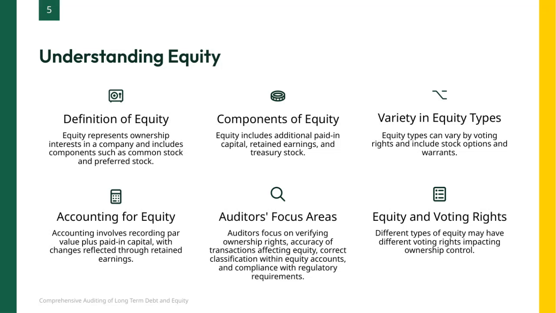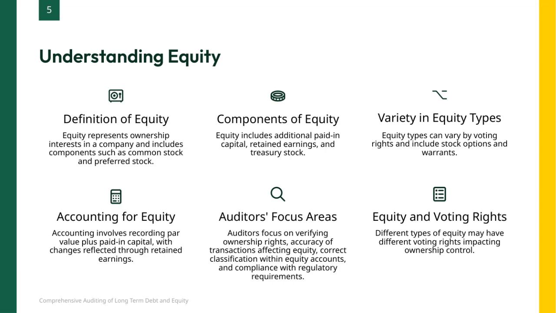Equity essentially represents ownership in a company, and it's made up of different components like common stock and preferred stock. Beyond just these stocks, equity also includes additional paid-in capital, retained earnings, and treasury stock, each playing a distinct role in the overall ownership structure.